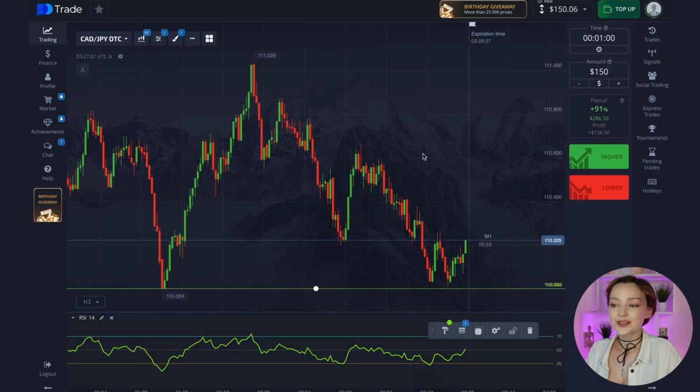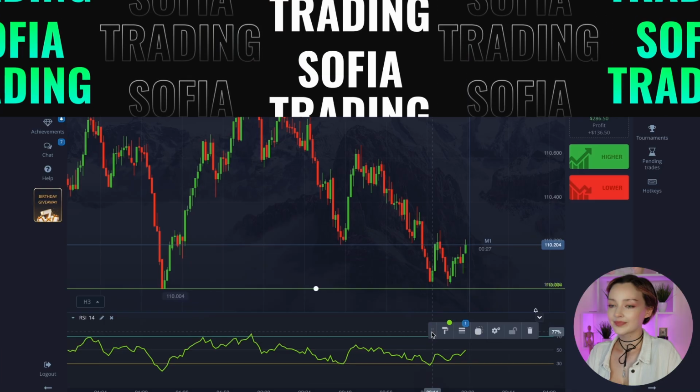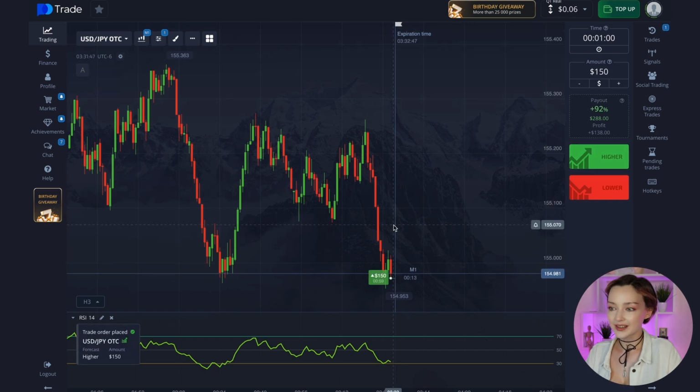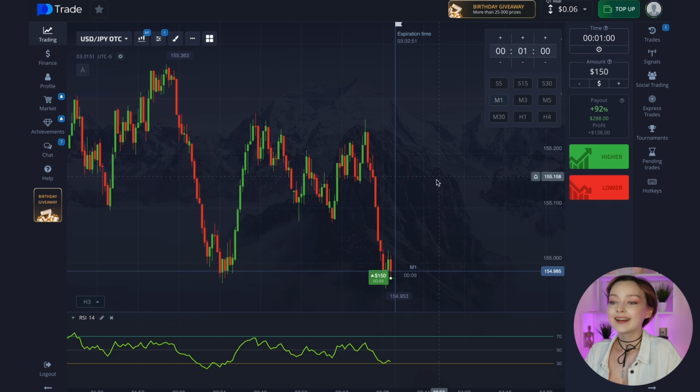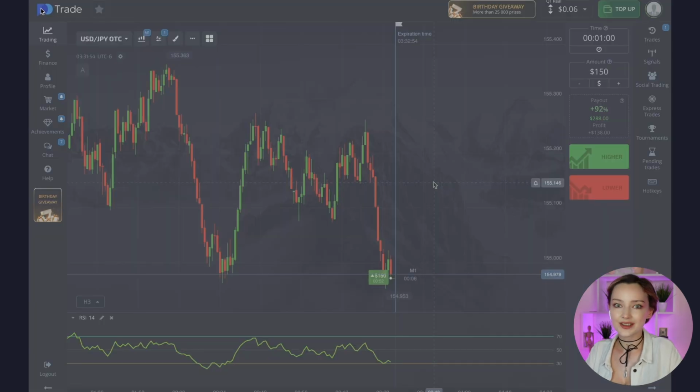When we place the first trade, I will explain why we need RSI for the whole thing. Let's start, guys. So we've just found this chart. Let's place one upward trade here, $150, 1 minute. Let's quickly do the analysis we normally conduct. What can we see here?